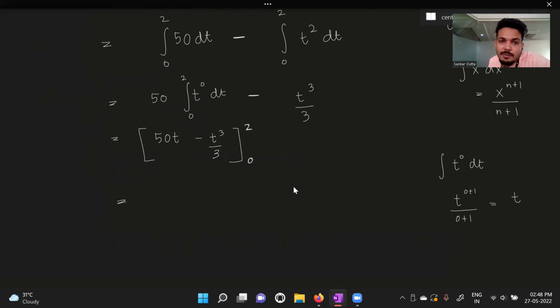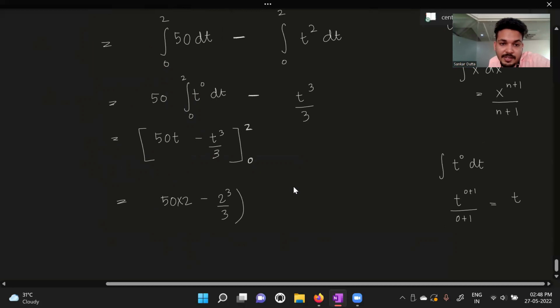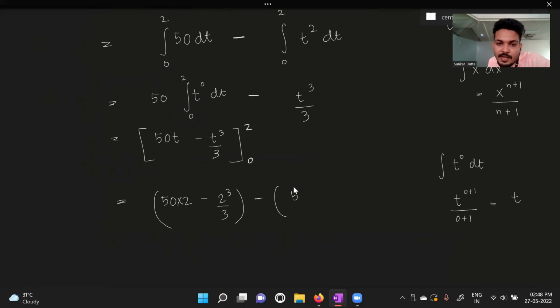Okay. So how do I plug in this 2 seconds and 0 seconds? It's simple. First plug in 2. So in place of t, I'll be putting 2. Okay. 50 times 2 minus 2 cubed by 3. I plugged in 2. Right. After that, what do I do? I plug in 0. So 50 times 0 minus 0 cubed by 3.